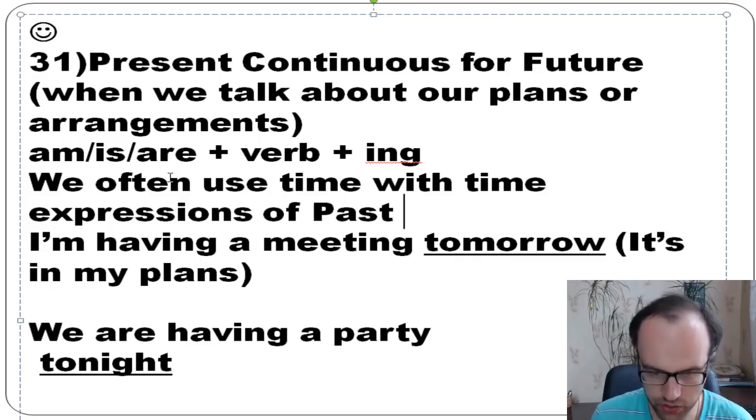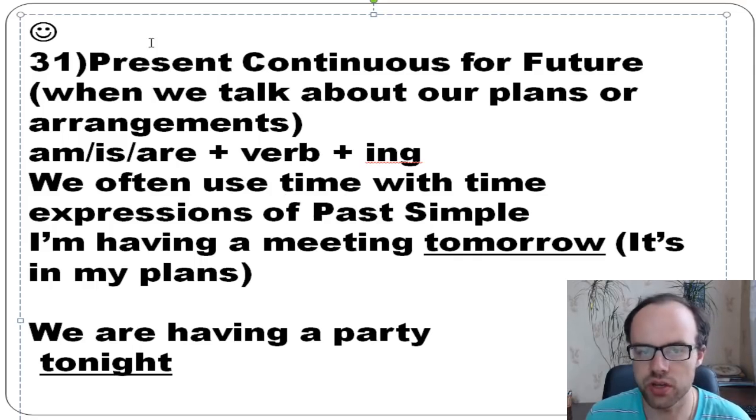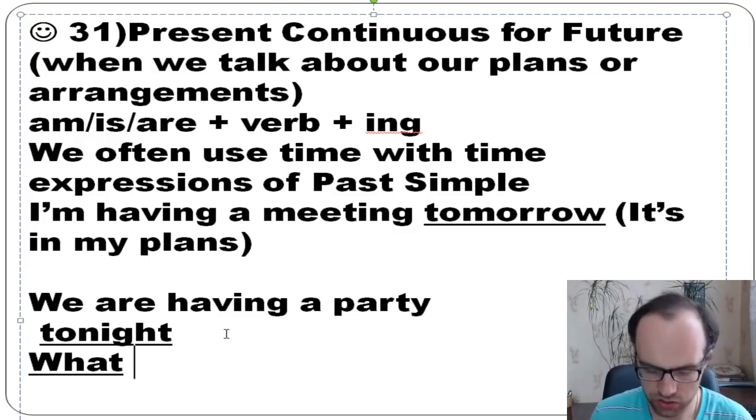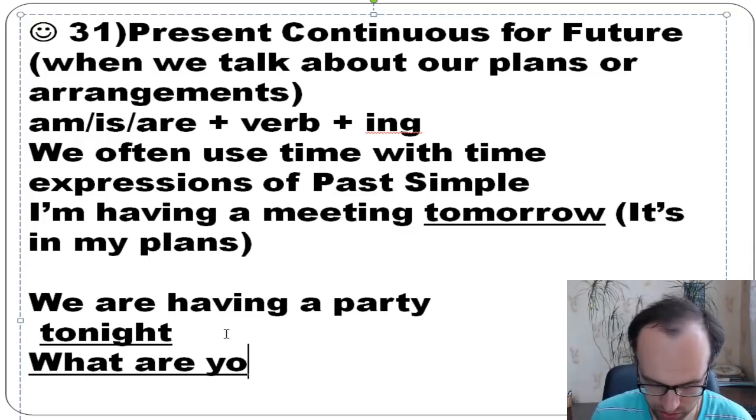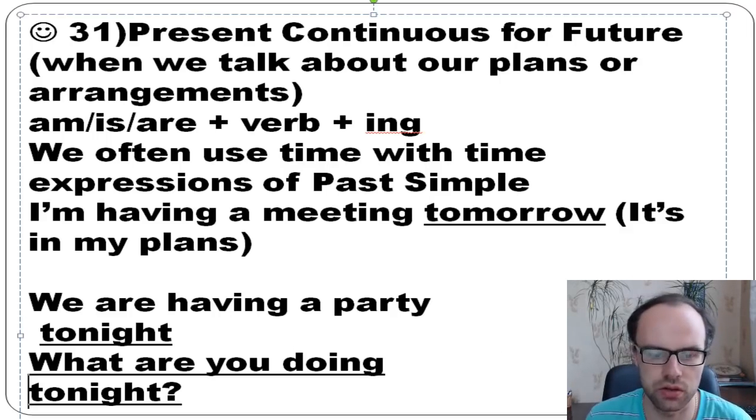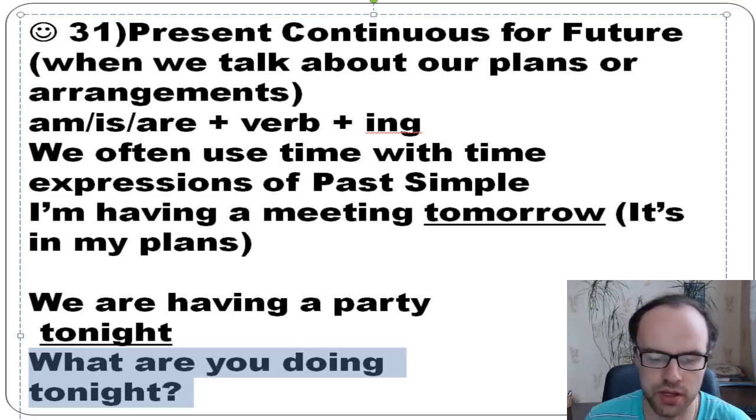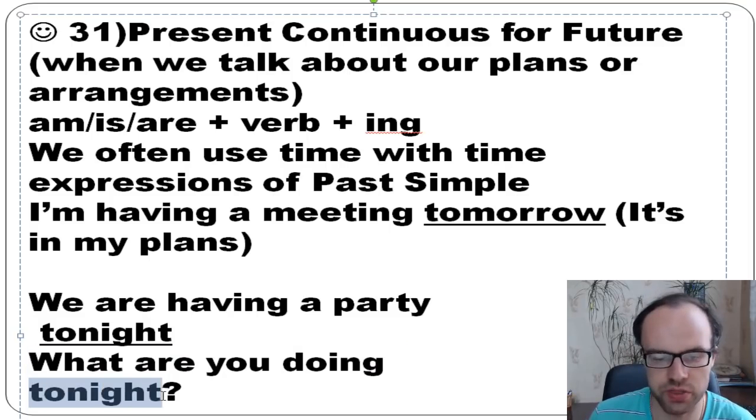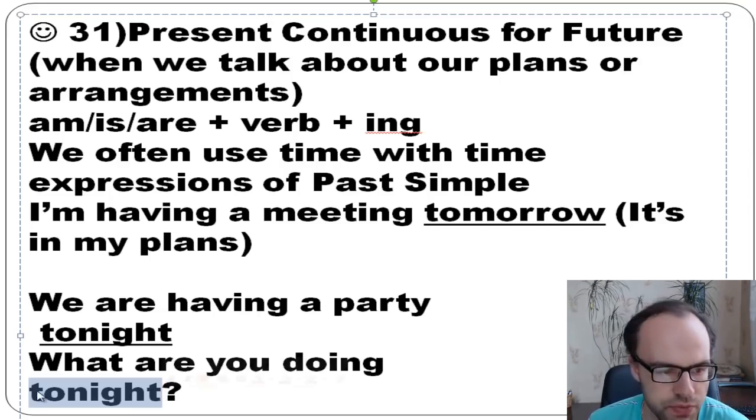It's okay if I ask you, so what are you doing tonight? So it's present continuous for future when we talk about our plans and arrangements, and when we have time expressions, for example, tonight, tomorrow, next week, next month.